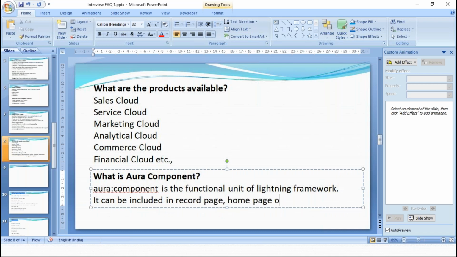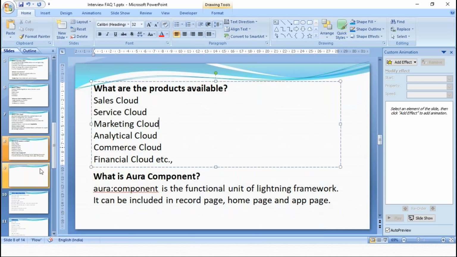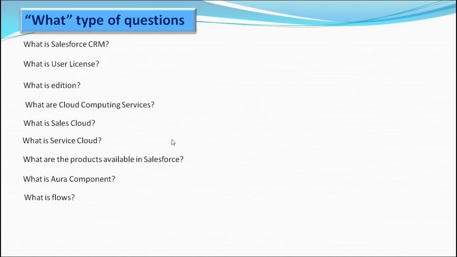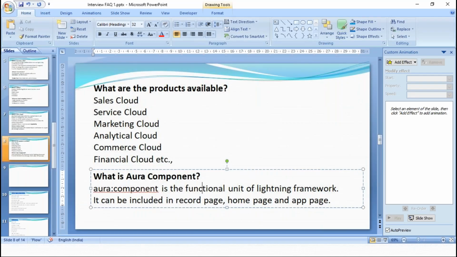Start page, home page, and application page, right? So it's a functional unit, but Aura application is the one used to preview the Aura component. So the functional unit is basically the Aura component. Okay, so in that sense I have given the answer. If it is Aura framework, then the answer should be different; we need to explain about the framework. Okay, so are you able to follow?